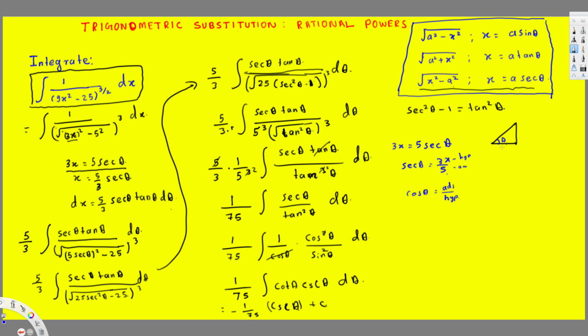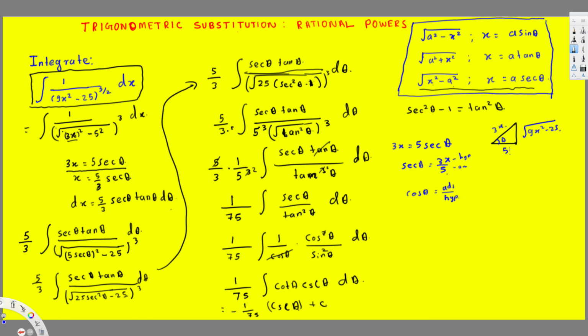So if I take the theta, this one, 3x is going to be hypotenuse, and 5 is going to be my adjacent. Since our final answer is related to sine theta, because cosec theta is 1 over sine theta, we need the opposite side. So we are going to use the Pythagorean theorem. According to Pythagorean theorem, square of this minus square of this gives us this value. So this is going to be square root of 9x square minus 25. So we have the opposite right now.